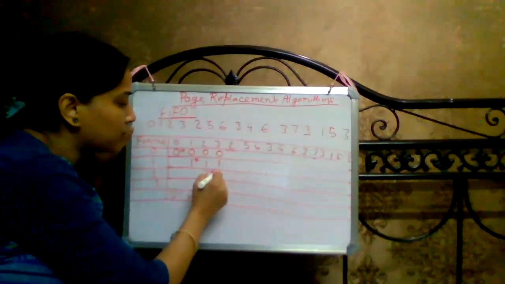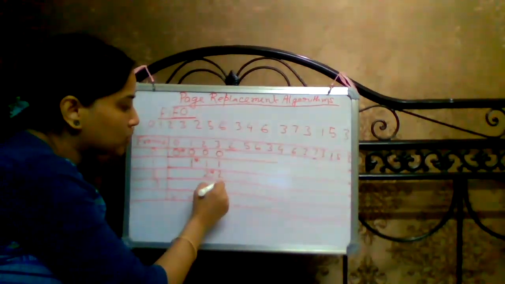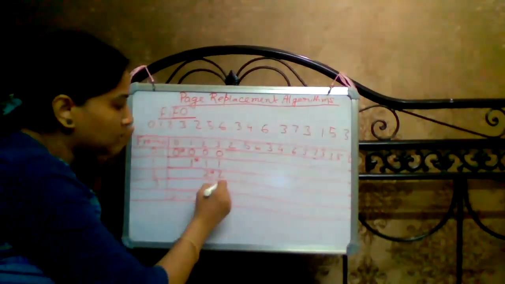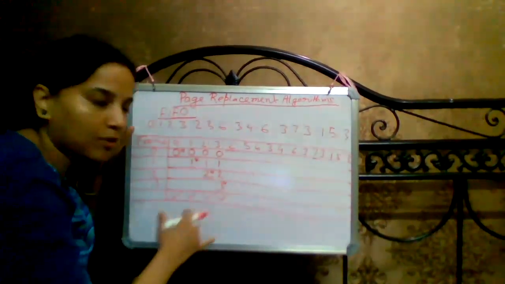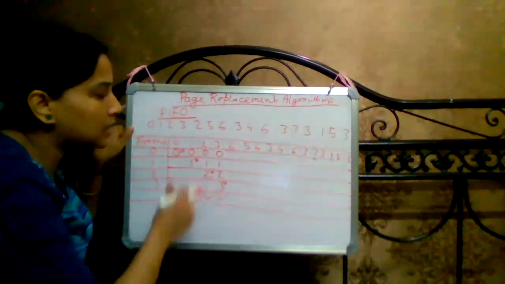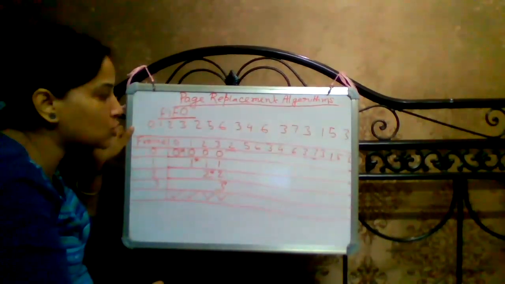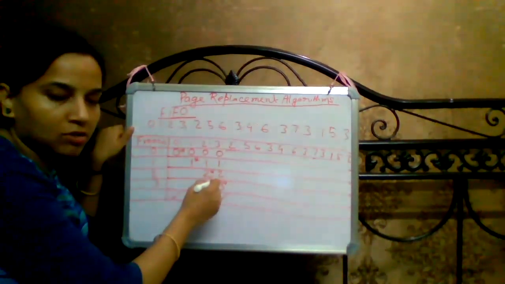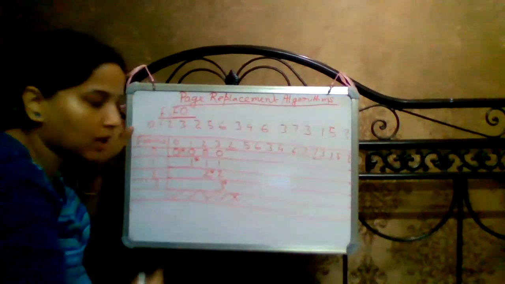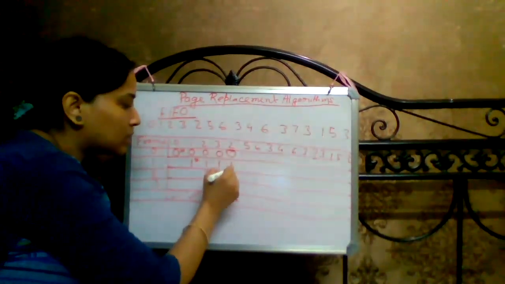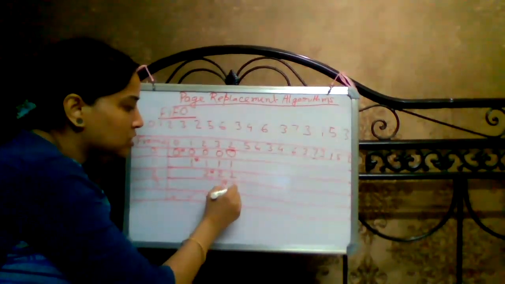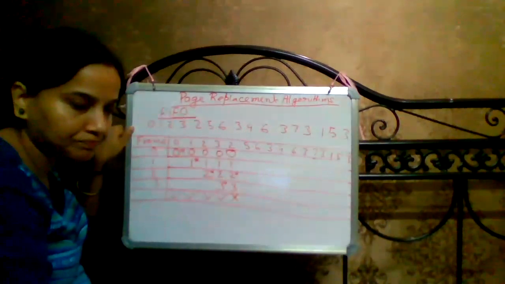Here the same is going on for 3 also. 3 is not present here, so a page fault occurs and it is brought from secondary storage. Now the next executing page is 2. 2 is already there, so not required, no page fault. The running pages are 1, 2, 3.